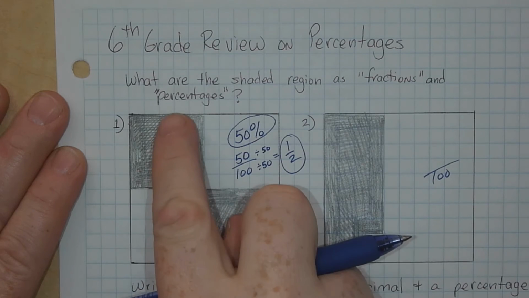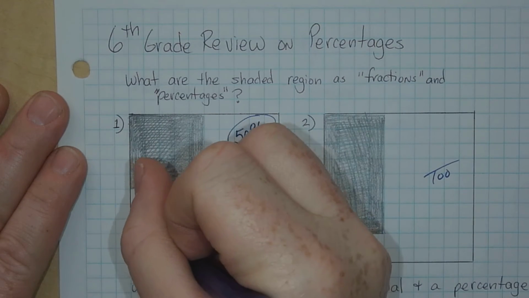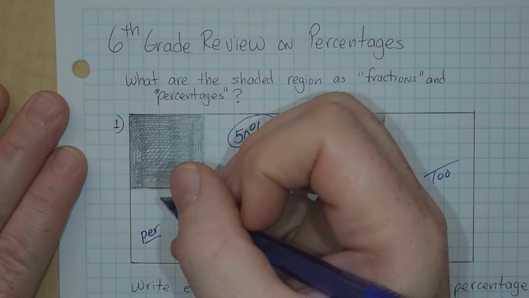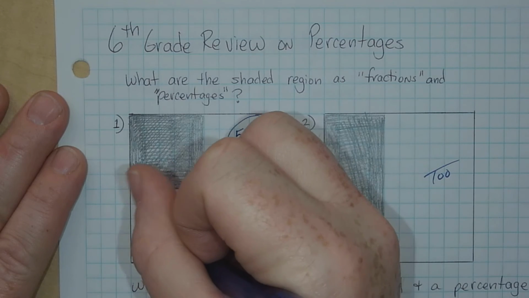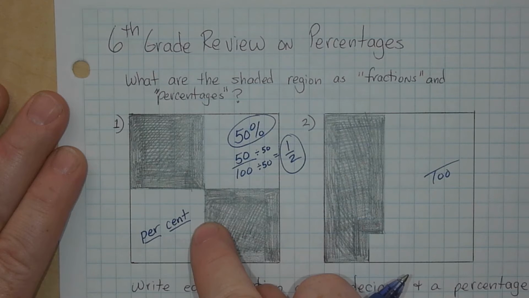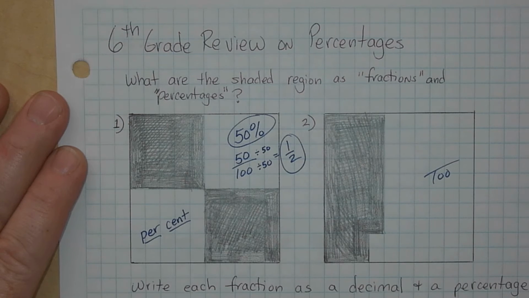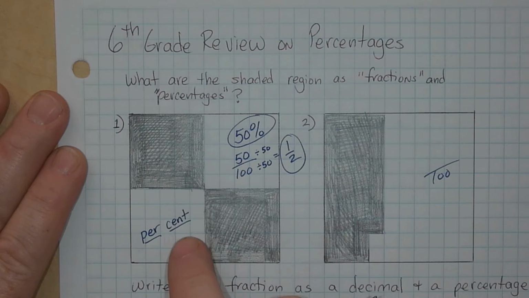Real quick, also percentages, the root word there, cent, per cent. So per means every, and cent means 100, or of 100, if you will. So every of 100. Like century is 100 years. Cent is, 1 cent out of a dollar, so there's 100 cents in a dollar. So that's the purpose of what percentages are. It's out of 100. It's always going to be out of 100.